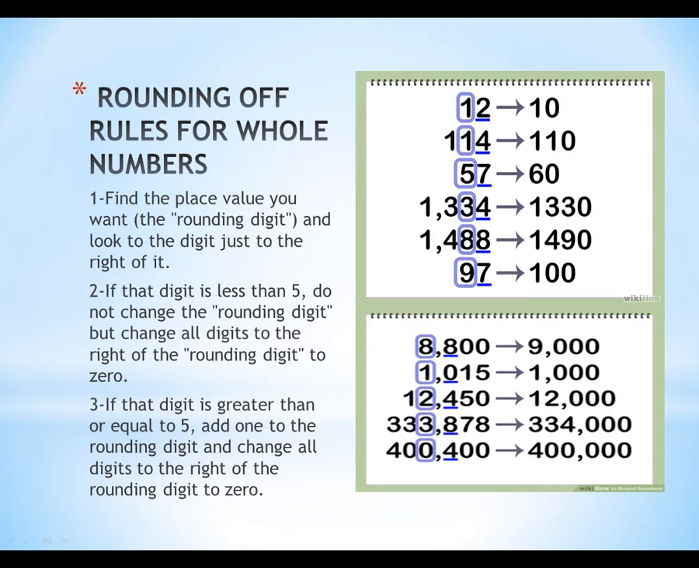So in this number we have to round off at the 100th place, so the digit at the 100th place is 4. So the 4 is less than 5, so the previous number will remain the same, and the next numbers will become 0. So you can see all these examples in this worksheet.